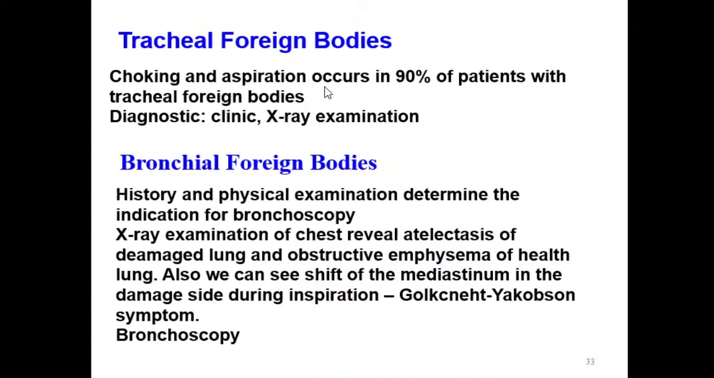So if the foreign body stays in the trachea, we can see such symptoms as choking and coughing of the patient, reflexive. How to diagnose? It is due to symptoms and anamnesis, of course, and X-ray examination, and of course bronchoscopy.